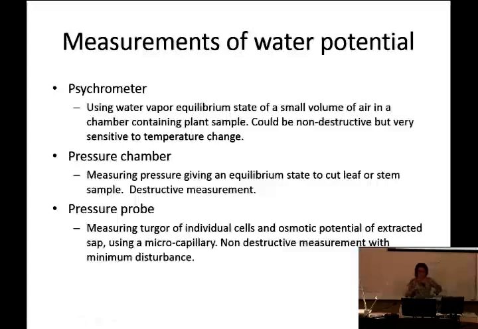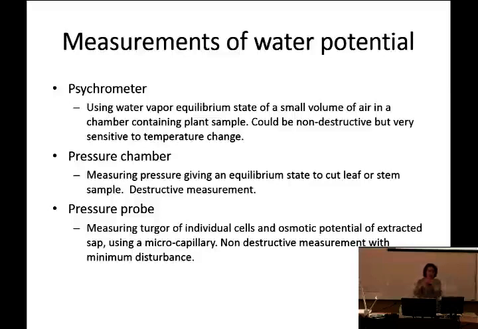And of those three, probably not the third one as a common method, but I know the first one and second one are widely used by researchers. The third one is for a more specific purpose, but it's a very powerful method. But anyway, the psychrometer is the water potential measurement based on the enclosure.